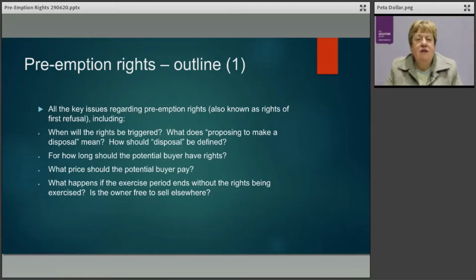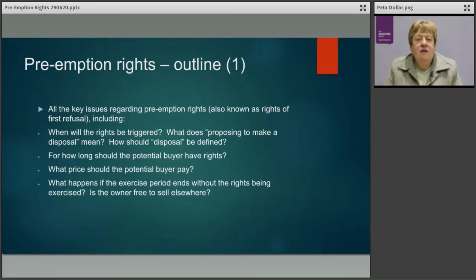Key issues include: when will the rights be triggered? What exactly does proposing to make a disposal mean? That's often the trigger that's provided for, but what does it actually mean? How should disposal be defined if the trigger is intending to make a disposal?